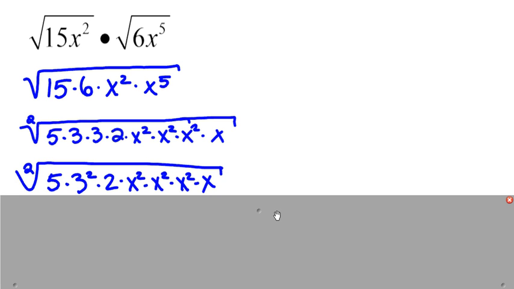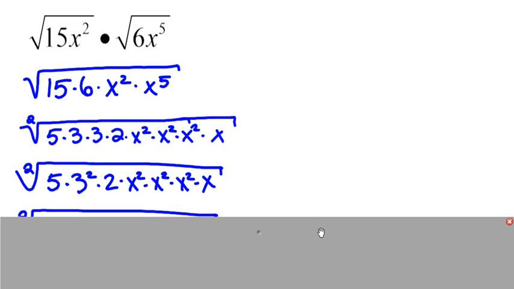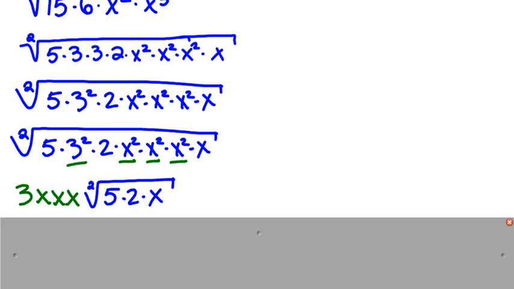We got 1, 2, 3, 4 perfect squares. So we know the square root of 3 squared, or 9, is 3. Square root of x squared would be x. Those are now on the exterior of the radical. We could see what's left on the interior. We'd have a 5, a 2, and an x.